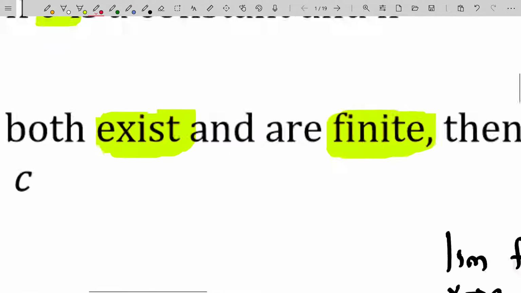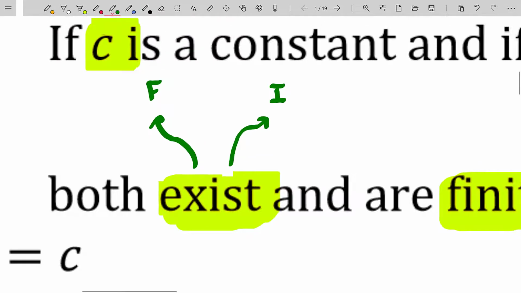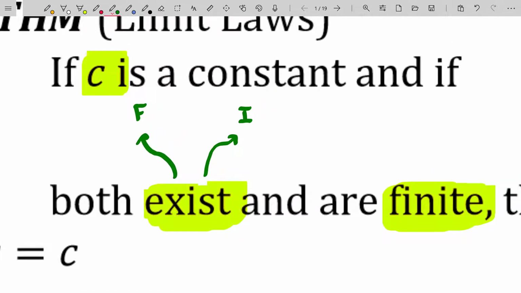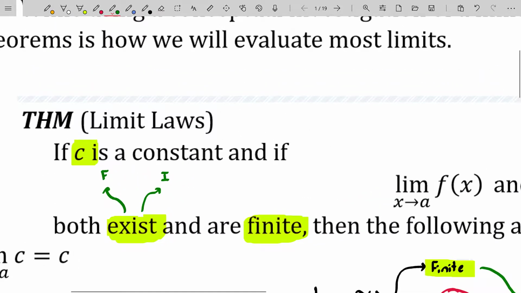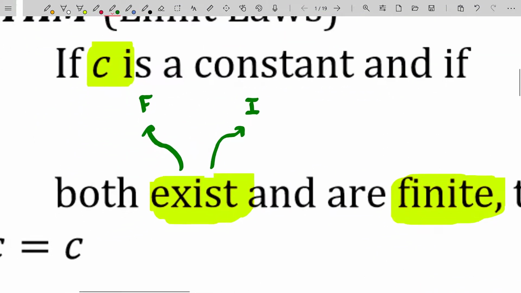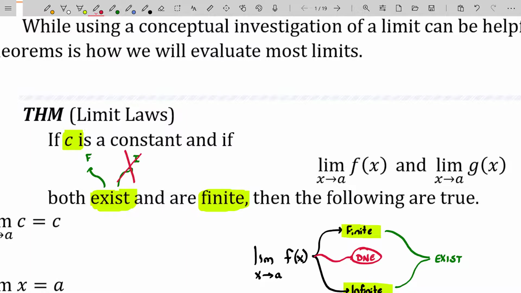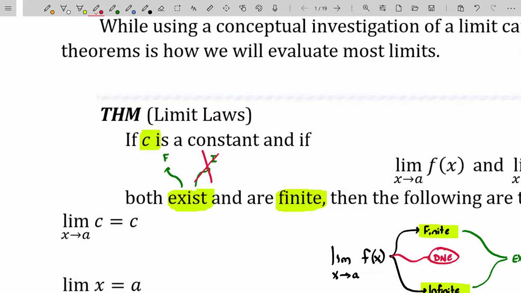Now, going back to this theorem, if we have a couple limits and we happen to know both exist, that tells us it's one of two situations. The limit's either finite or infinite. However, there's an additional condition. They have to be finite. So both of those limits must be finite for us to use the limit laws appropriately. So I am going to go ahead and cross out the infinite case. Now we know we have both limits being finite and that they exist. Then all of the following statements that we're going to talk about here are true.